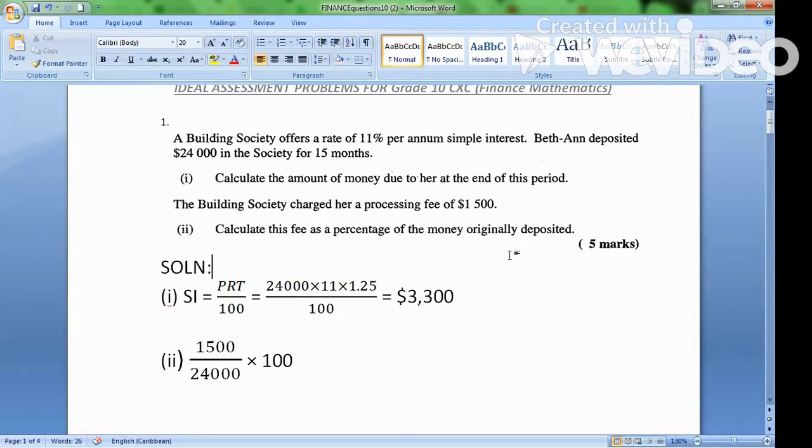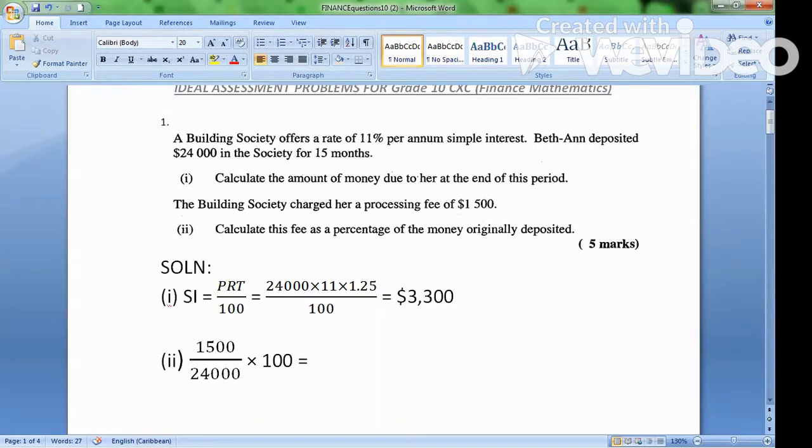Now, Bethan, what was the original money? 24,000. So you can't do anything more to this. You have to use the parameters that they tell you.